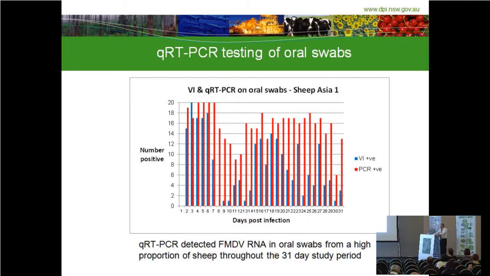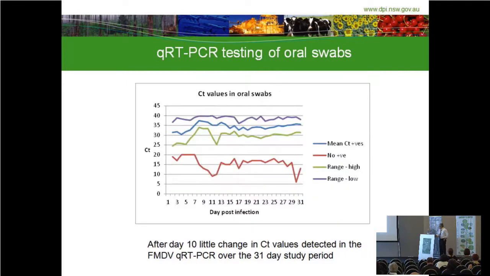Of course, when we came to the oral swabs, this was a 31-day sequential study, and you can see through that, without looking at the fine detail, that most of the sheep are positive throughout that 31-day period. So we can readily detect FMD. If this was a flock test and we took any one of those sheep, there's a very high probability that you would find positives. If you took 2 or 3, obviously you would detect infection in that flock. So positives in a high proportion throughout the 31-day period.